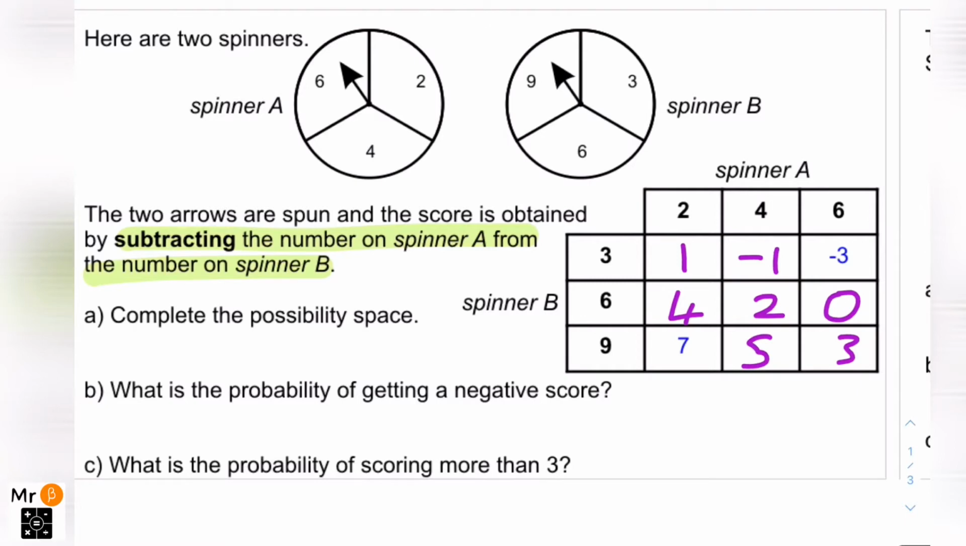What is the probability of getting a negative score? Well, there's only 2 different ways to do that out of a total of 9 options. What's the probability of scoring more than 3? We've got 1, 2, 3 different ways of completing that. So 3 ninths, which is the same as 1/3.